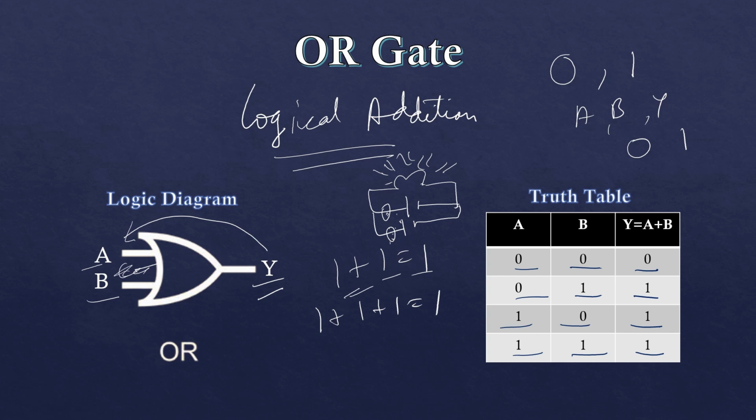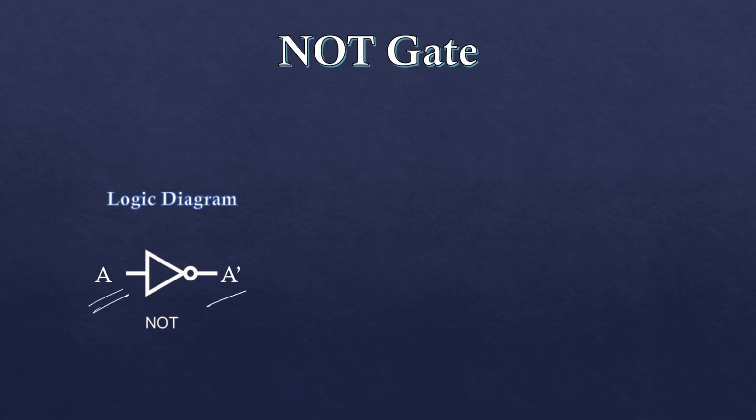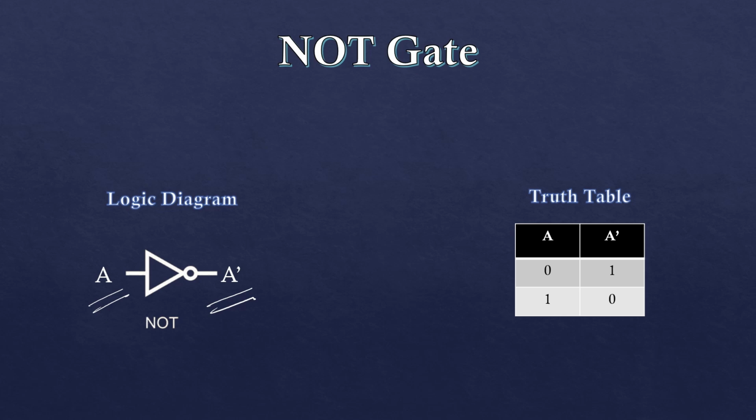So I can write the logical equation of this OR gate. So y is equal to A plus B. This is the equation. So let's move towards the NOT gate. Here's the logic diagram. There is only one input signal and only one output signal. So how many inputs do we have? One. So 2 to the power 1 is 2. So we have two combinations of the input.